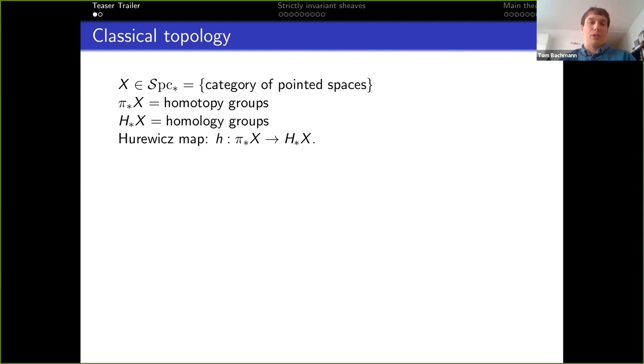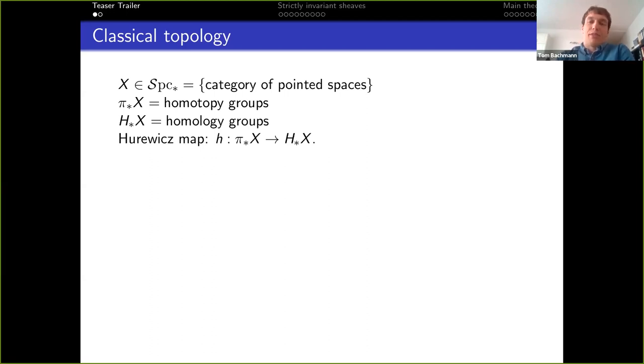So for example, we have the homotopy groups denoted by pi star X, and we have the homology groups, H star X, and if you weren't completely asleep in your first course in algebraic topology, then you know that usually the homology is sort of computable and the homotopy is pretty impossible. That's what often happens, of course. There can be exceptions.